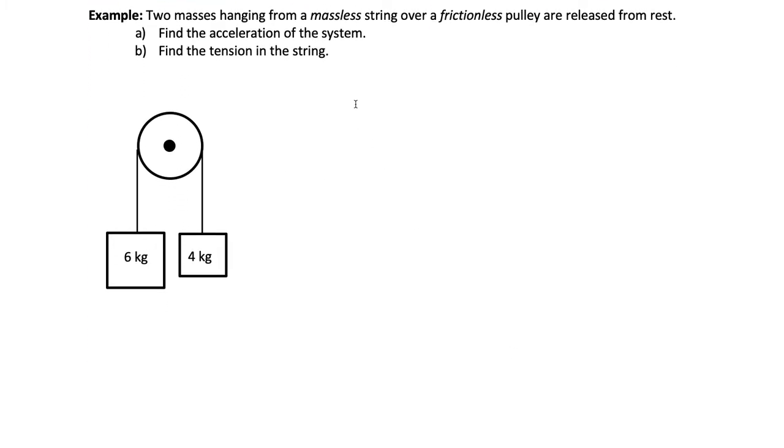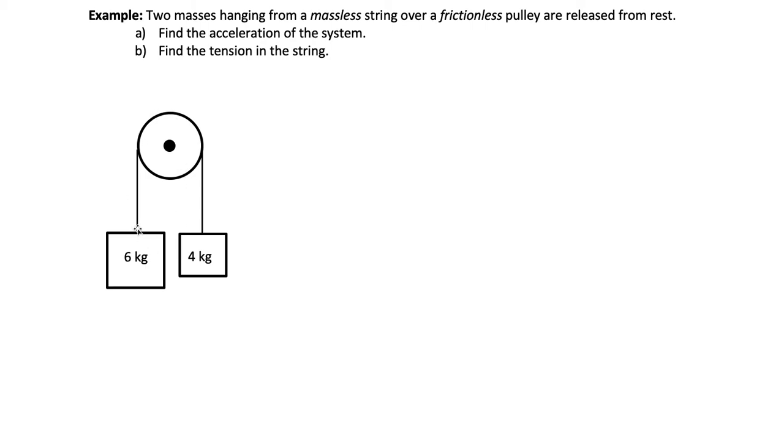In this problem, we have two masses hanging from a massless string. Again, we pretty much always in this course assume that strings are massless. Over a frictionless pulley, another assumption we like to make. And they're released from rest. So think of this pulley as an axle that's attached to the wall, and this is a wheel around that axle, and this wheel can very easily spin to the right or to the left. It's fixed to the wall, so it can't fall, but it can spin.